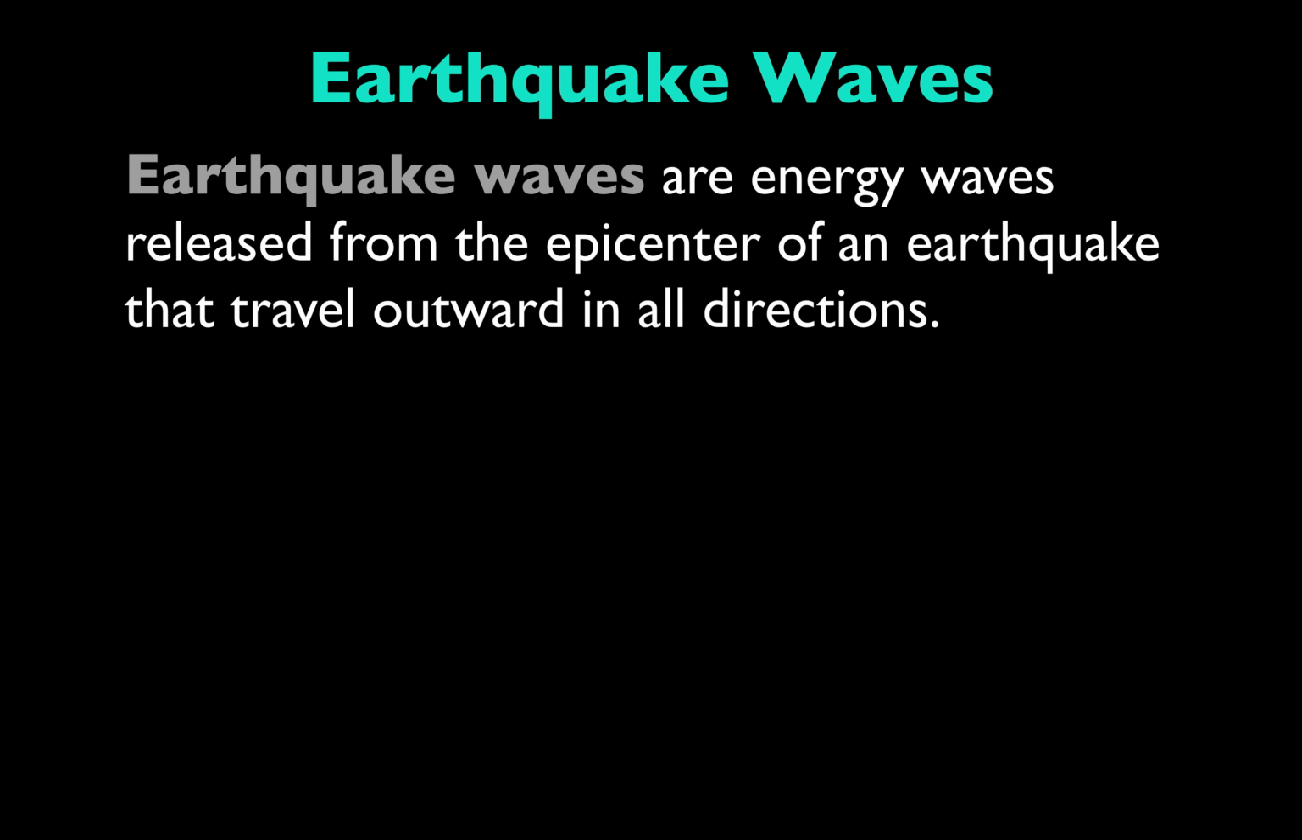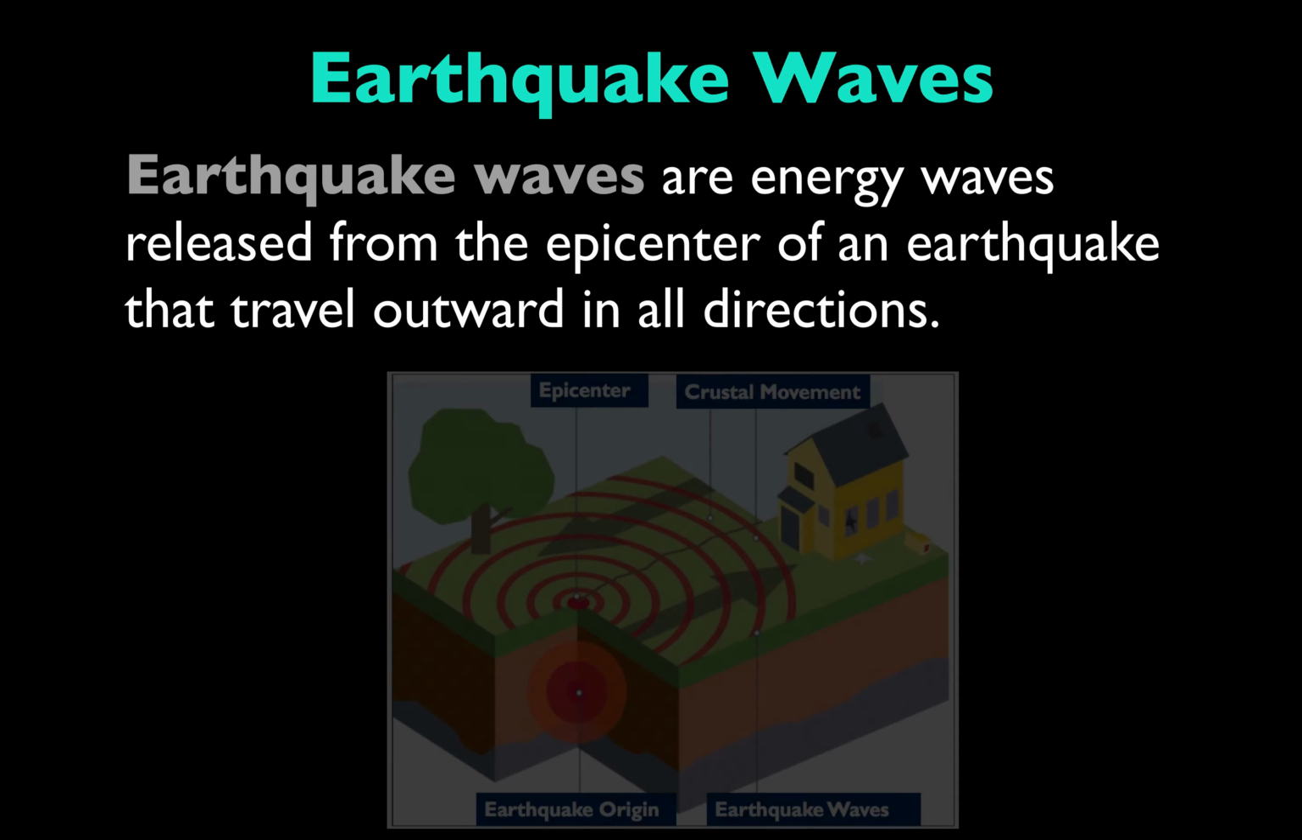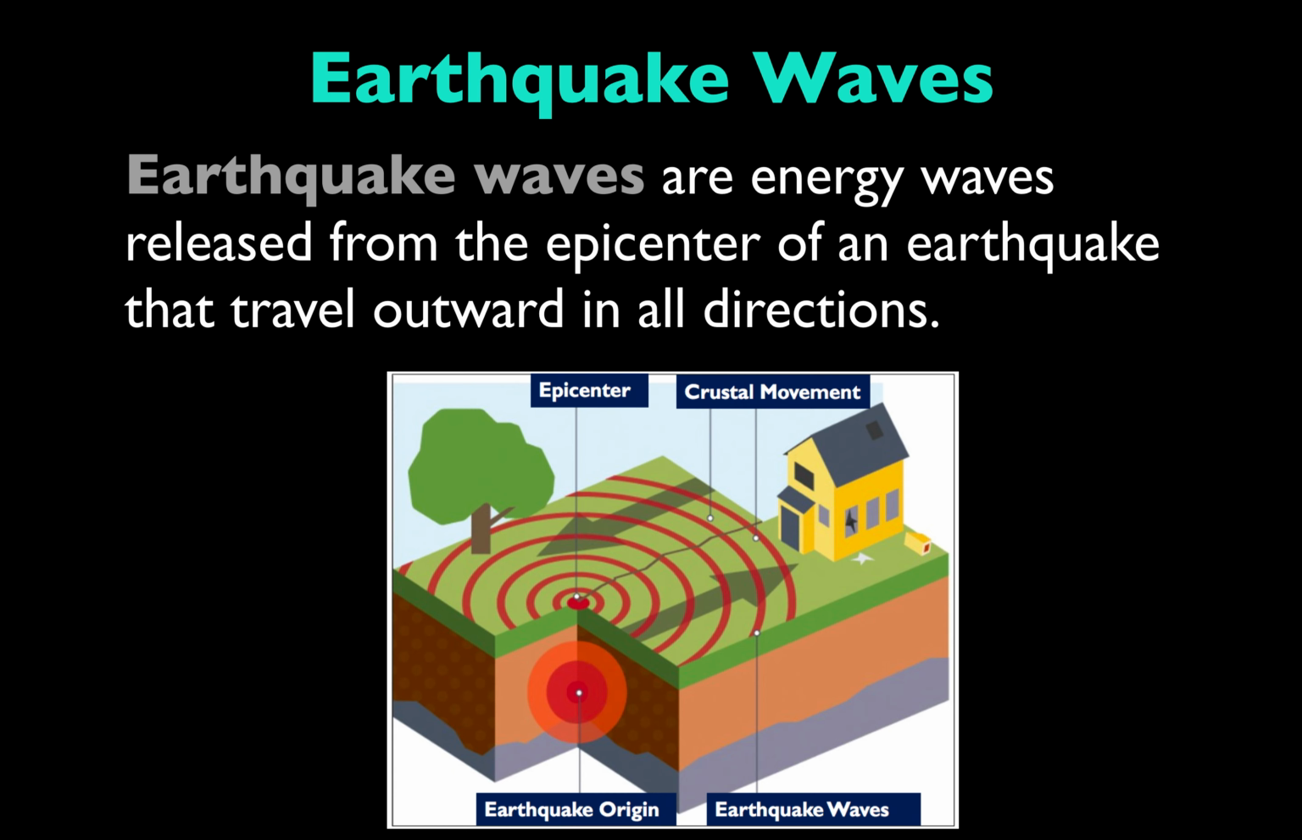Now, when earthquakes happen, they generate energy waves that are essentially released from the epicenter of the earthquake, and they travel outward in all different directions. So what we have here in this picture is first the earthquake origin, which happened below the surface but still within Earth's crust. Directly above that point on Earth's surface is the epicenter. Here we're highlighting the crustal movement, the movement of the crust due to the earthquake. Now, those red circles that start at the epicenter and travel outward represent those earthquake waves.